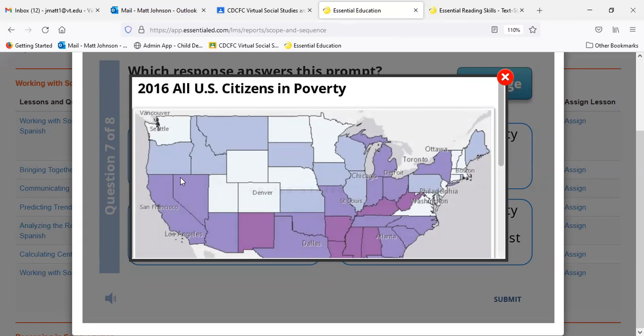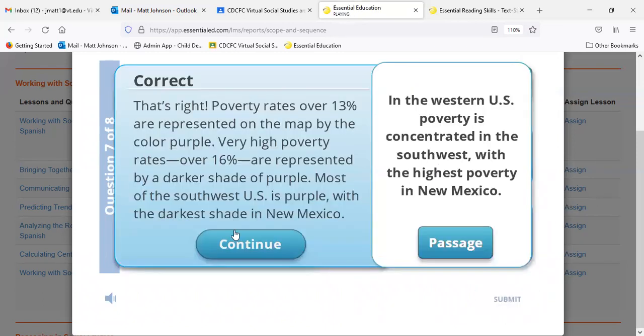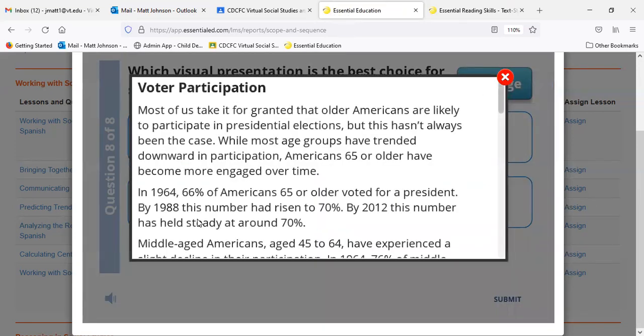It does seem to try to help you out here by giving you some of those cities to help you identify the states. But the best thing to do is learn the location of the states. So U.S. poverty is concentrated in the Southwest. And then visual presentation is the best choice for showing this data.